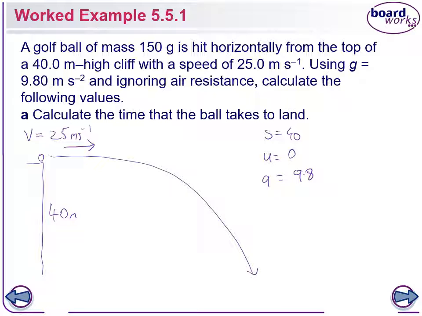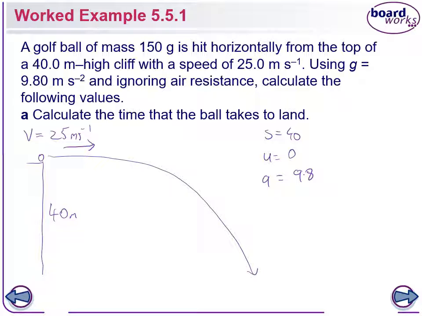We know its initial velocity is 0 because vertically it has no velocity, and the acceleration is 9.8. I am considering downwards to be the positive direction here, because it's traveling 40 meters downwards, so it's positive 40 meters, and the acceleration is 9.8 meters per second squared downwards. Again, that's positive. If we considered up to be positive, both of those would be negative, but you should still get the same answer as long as you're careful.